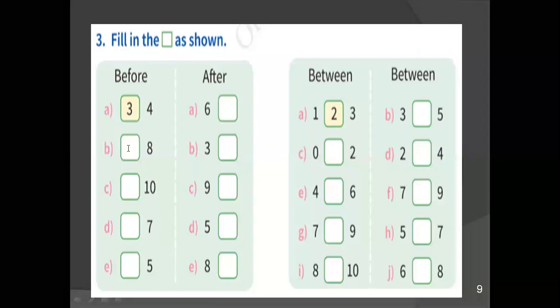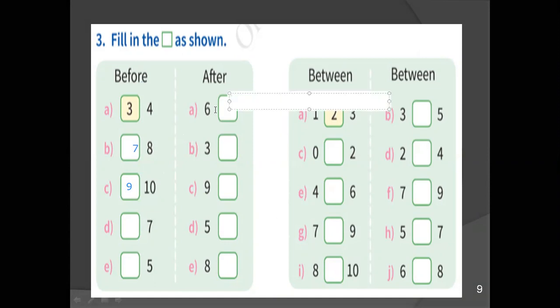See, before 8 is what? 7. Yes. Before 8 is 7. Before 10 is what? 9. Yes. Before 10 is 9. Then again, we will pass on to this D and E. You have to do it as homework. Okay, children? D and E, you have to do it as homework.